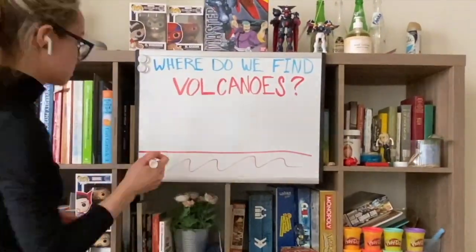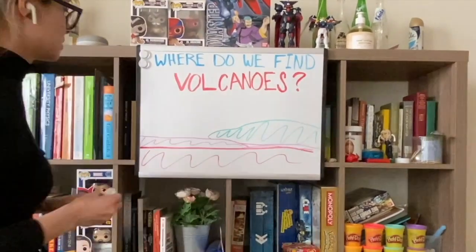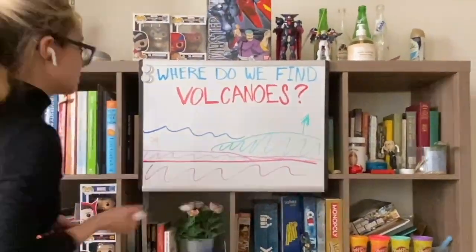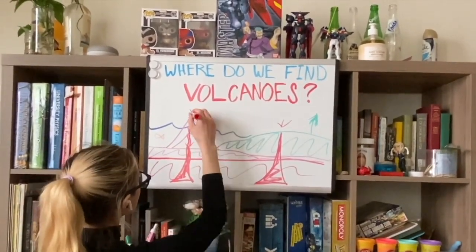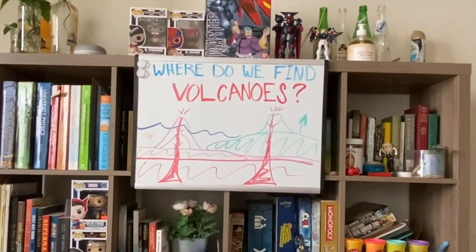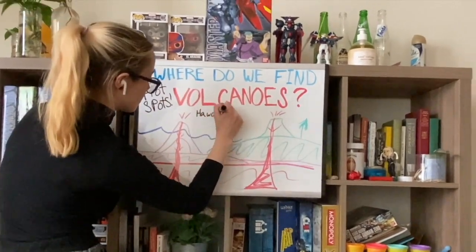A hotspot is a really special place to find a volcano, as it is a hot spot within the mantle underneath the crust that pierces through the crust to form volcanoes such as the Hawaiian Islands and Yellowstone. So, let's see how they form.